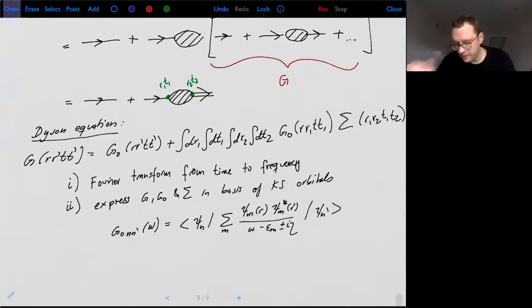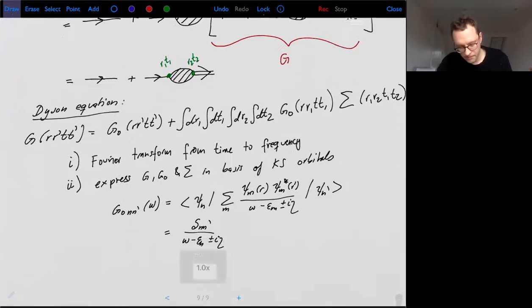And prime, right? So this is basically going from a real space basis to a basis of Kohn-Sham orbitals. Now, of course, the Kohn-Sham orbitals are orthonormal. So what that means is that this simplifies to a Kronecker delta, omega minus epsilon n minus i eta. Right? So in other words, the non-interacting Green's function is diagonal in a basis of Kohn-Sham orbitals.